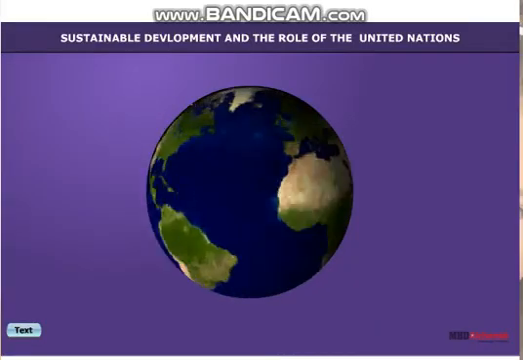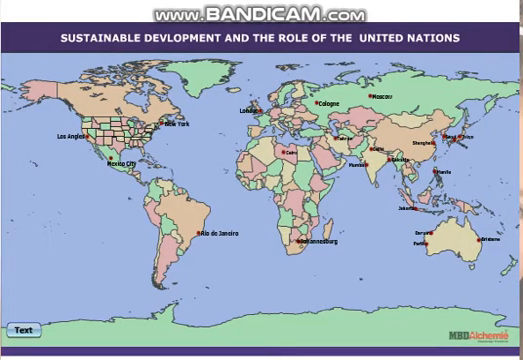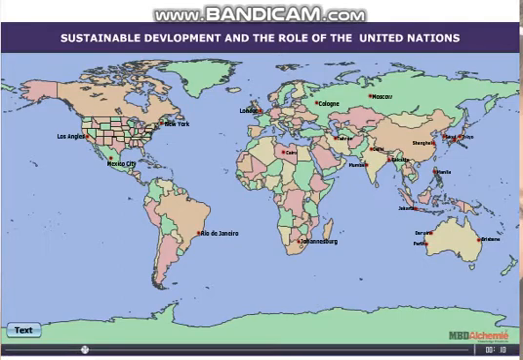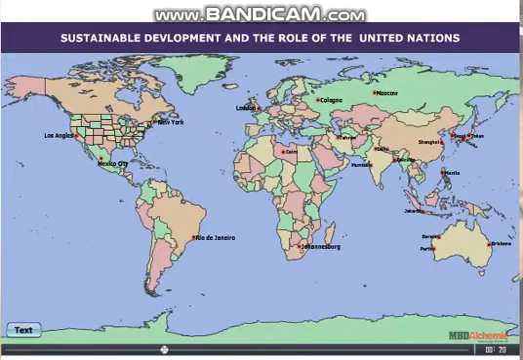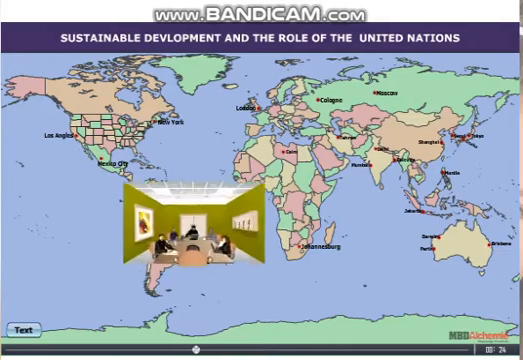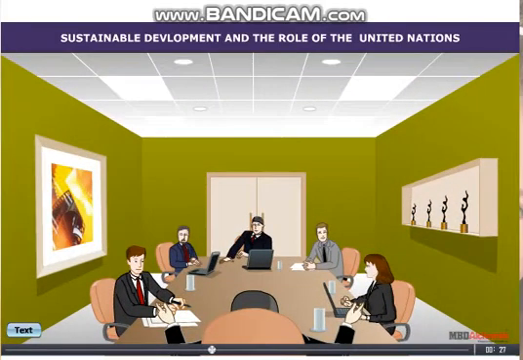Sustainable development and the role of the United Nations. The United Nations is today concerned with a large number of global issues on conservation. The second Earth Summit was held in September 2002 in Johannesburg in South Africa. Appropriately titled World Summit on Sustainable Development, WSSD, it focused on economic development for regeneration of resources.